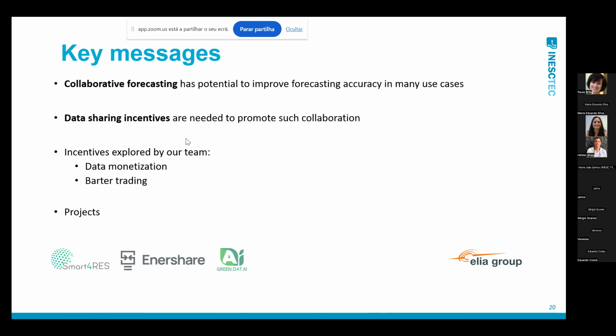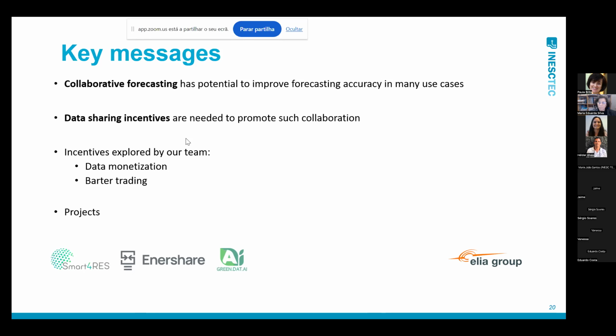So I think it was already a summary of the different initiatives we have. The key message is that collaborative forecasting has potential to improve forecasting accuracy in many use cases. Here I focus on energy because I'm part of the Center for Power and Energy Systems, but there are other use cases in logistics, in health, and many others.